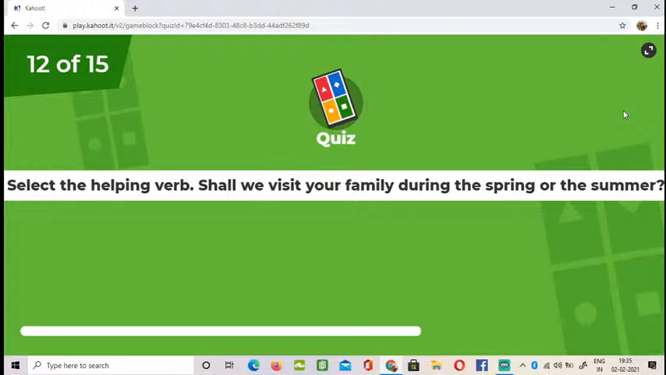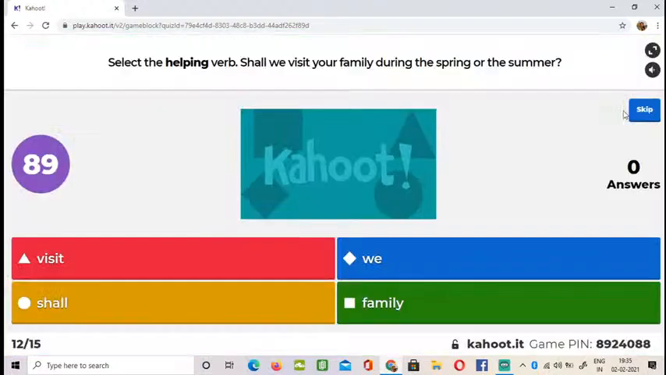You have to select the helping verb. Here, shall we visit your family during the spring or the summer? You have to select the helping verb, not the main verb. You should not select the main verb. You should select the helping verb. Come on, guys, you have plenty of time. You can answer it.